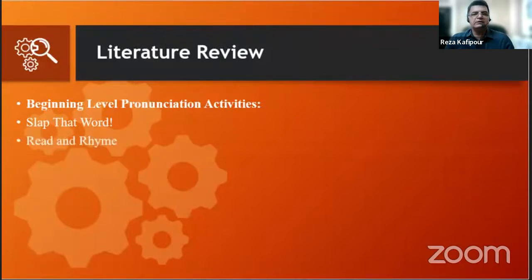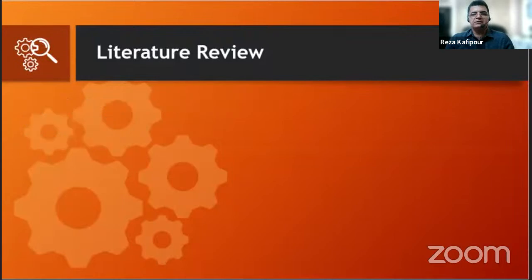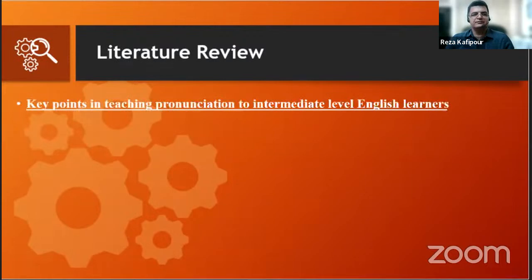The second one is Read and Rhyme. This rhyming game asks students to come up with words that rhyme with others presented on cards. So actually we have some cards, and you should rhyme the words with others based on the cards. So they are some of the activities that we can practice for beginning level English learners. But let's go to intermediate level English learners.